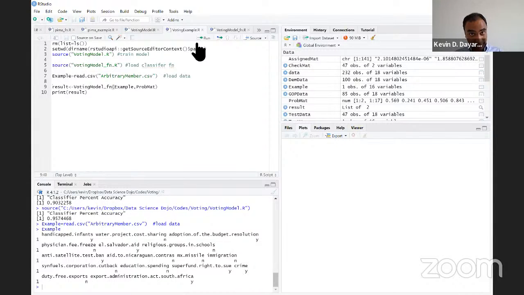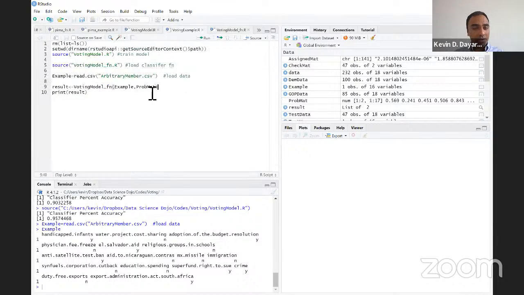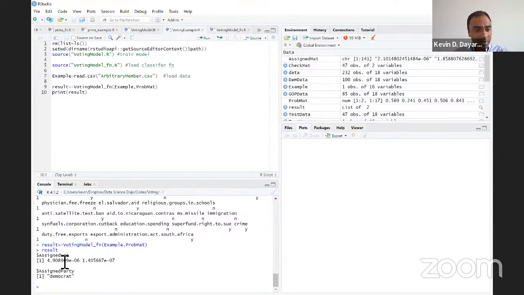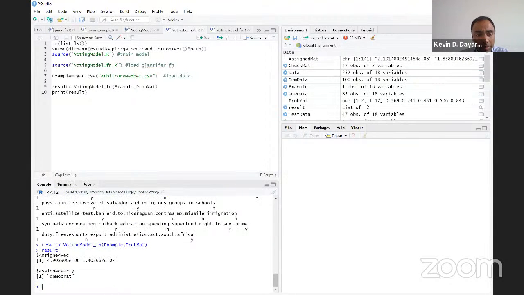Well, this takes my classifier function, voting model function, and puts in this example data and the probability matrix that was already computed. And we can see these are the two probabilities, and this is the assigned party, the Democrats. So this voting behavior is predicted by the model to be a Democrat.